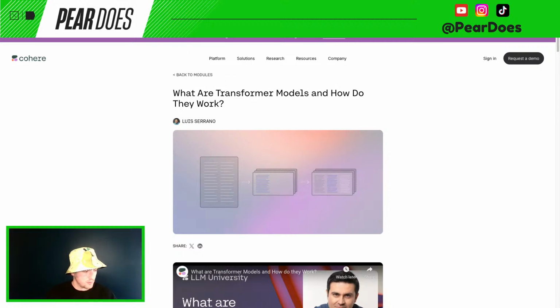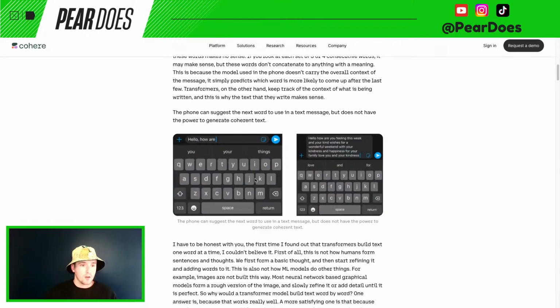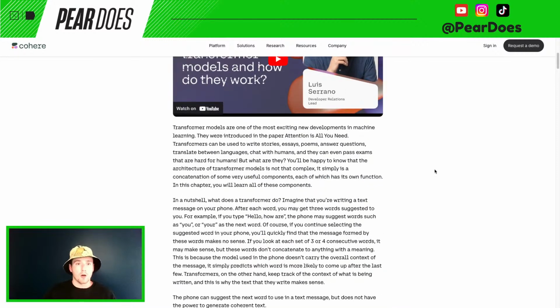Okay. So what is a transformer? Why do we have to know what a transformer is? Transformer models are one of the most exciting new developments in machine learning, and they were introduced in the paper Attention is All You Need. Transformers can be used to write stories, essays, poems, answer questions, translate between languages, chat with humans, and they can even pass exams that are hard for humans.